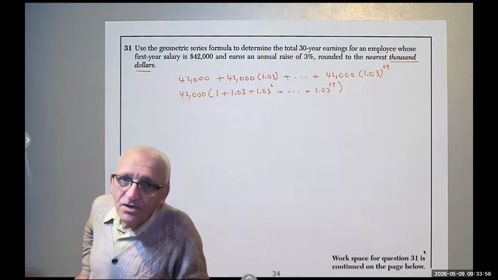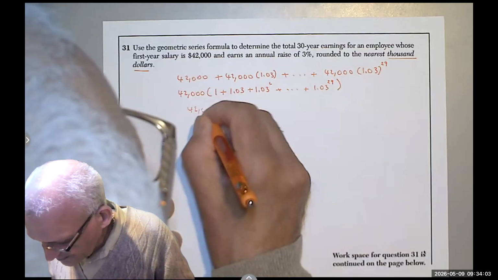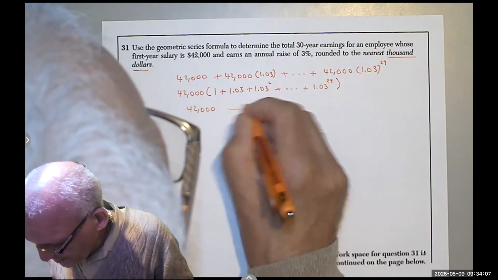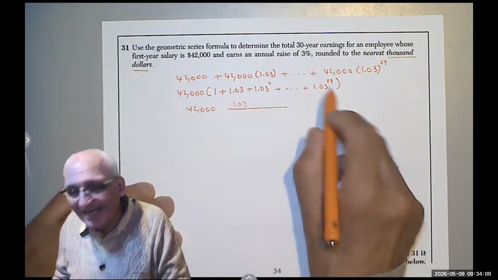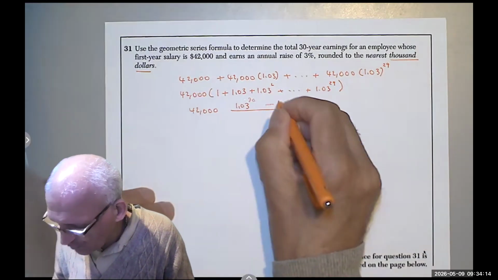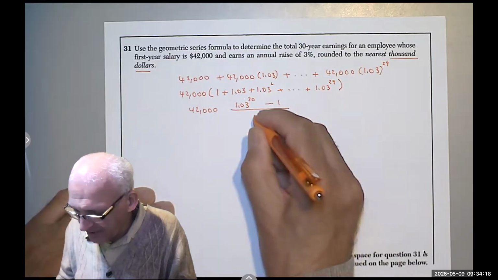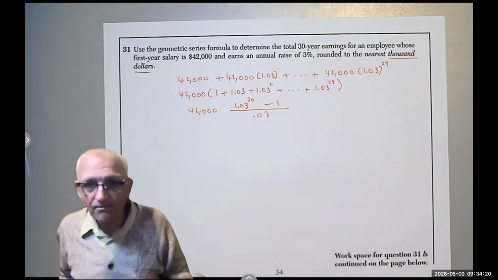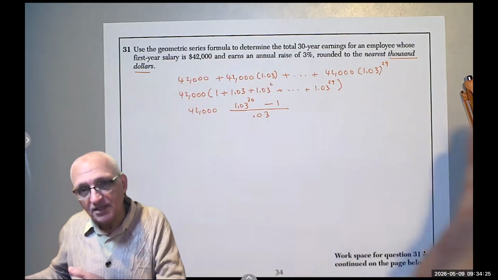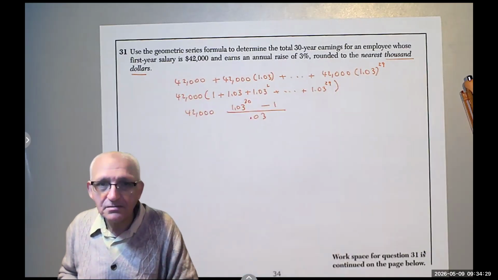I know the sum of that series is 1.03 to the n plus 1, meaning to the 30th, minus 1, over 1.03 minus 1, or simply divided by 0.03. It's 1.03 minus 1. And the top is 1.03 to the power of n plus 1, minus 1.